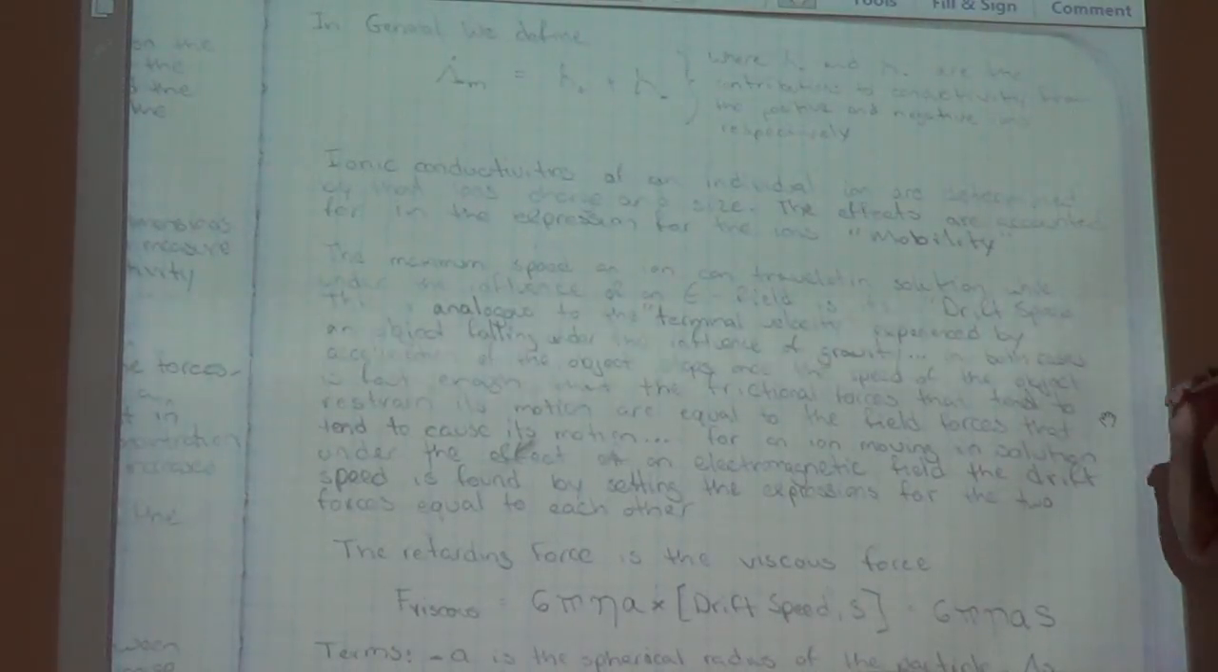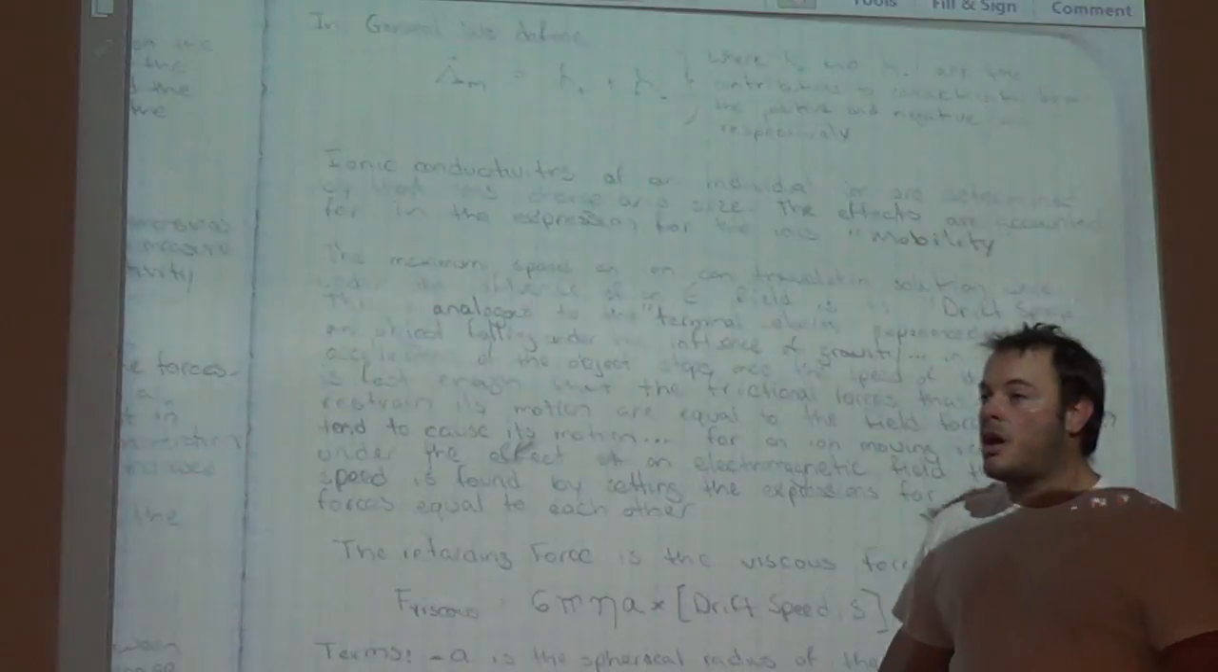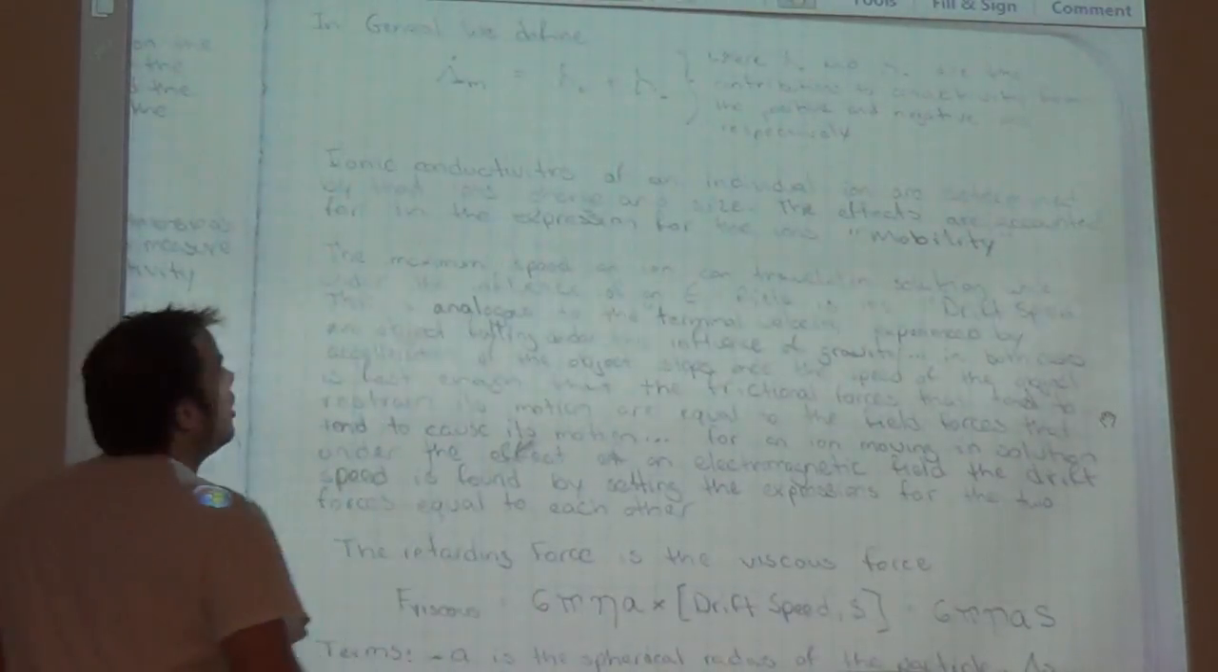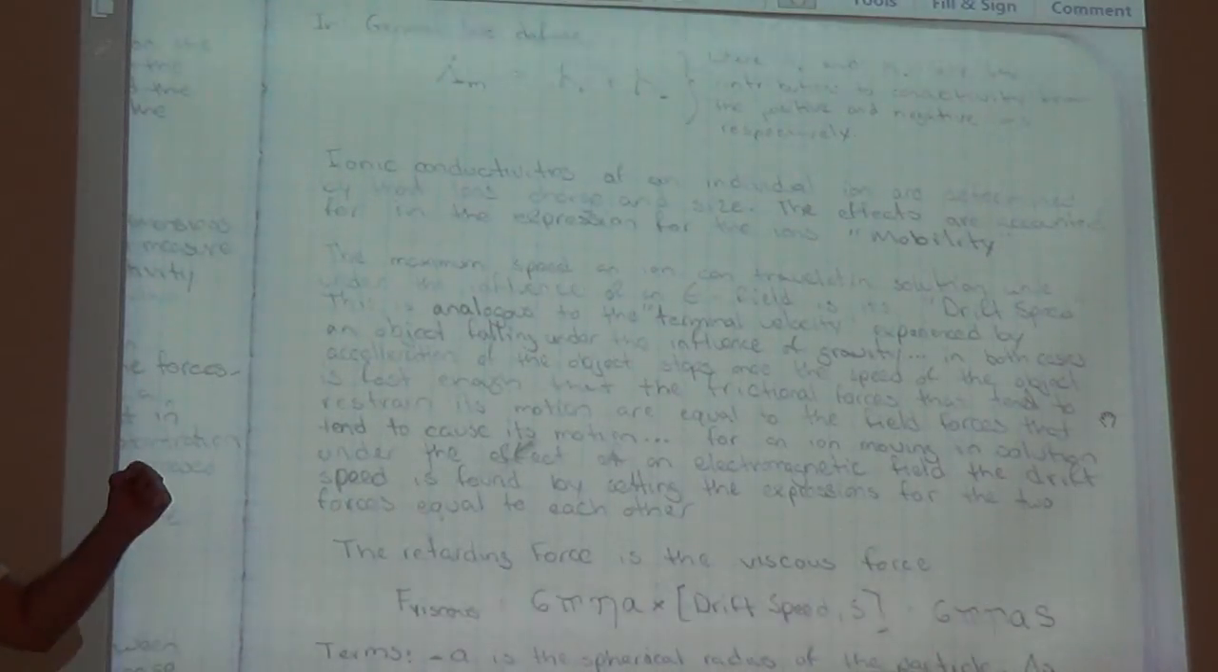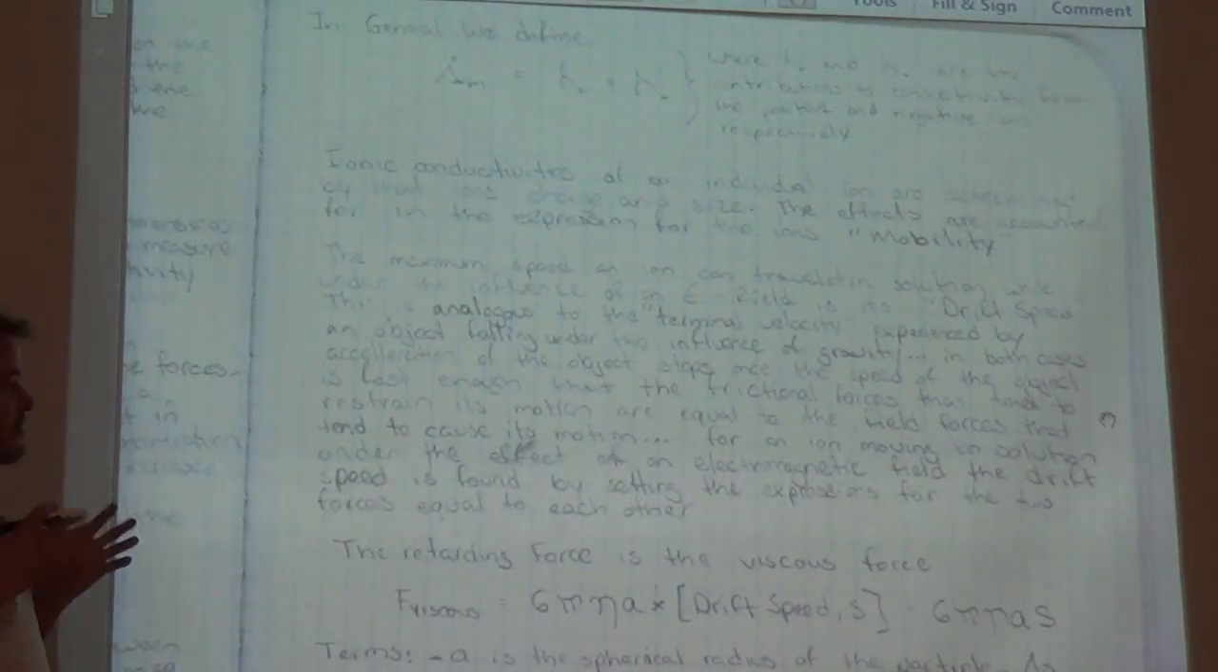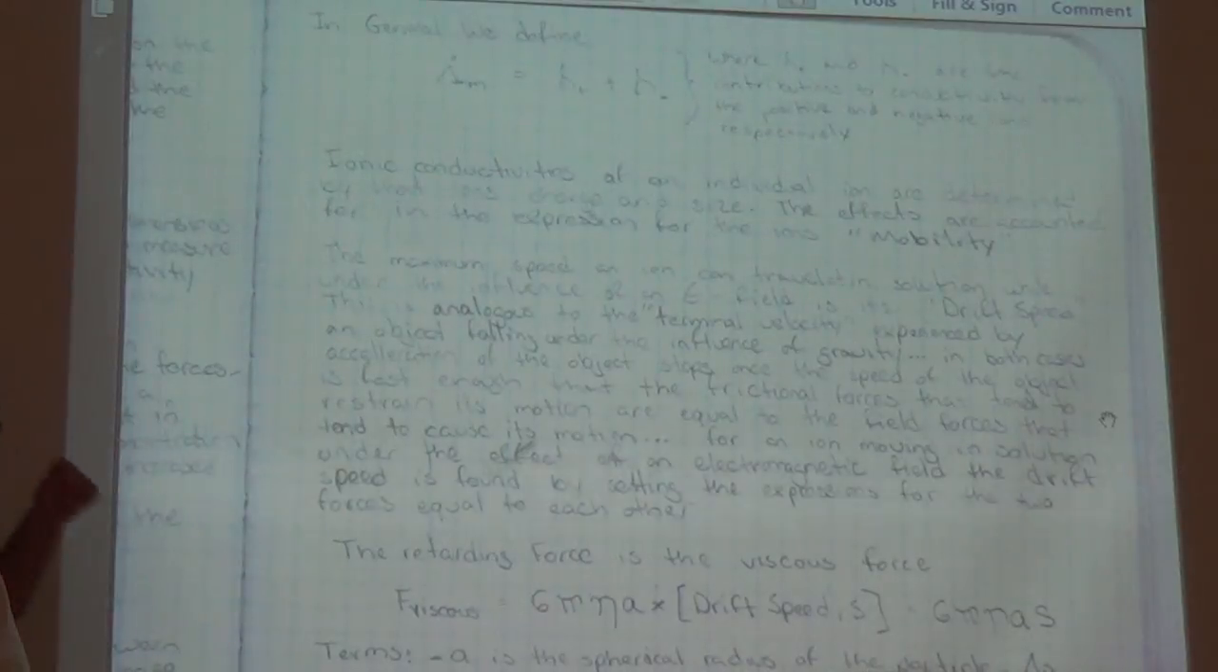But ultimately, we're going to define these little lambda terms, lambda plus and lambda minus, as the individual conductivities of the negative ions and the positive ions respectively. And so each ion is going to contribute to the conductivity. We saw how in solution the ions are attracted to the different plates of the capacitor and they start migrating. The rate at which they migrate ends up being a function of their specific three-dimensional characteristics and their charge characteristics.